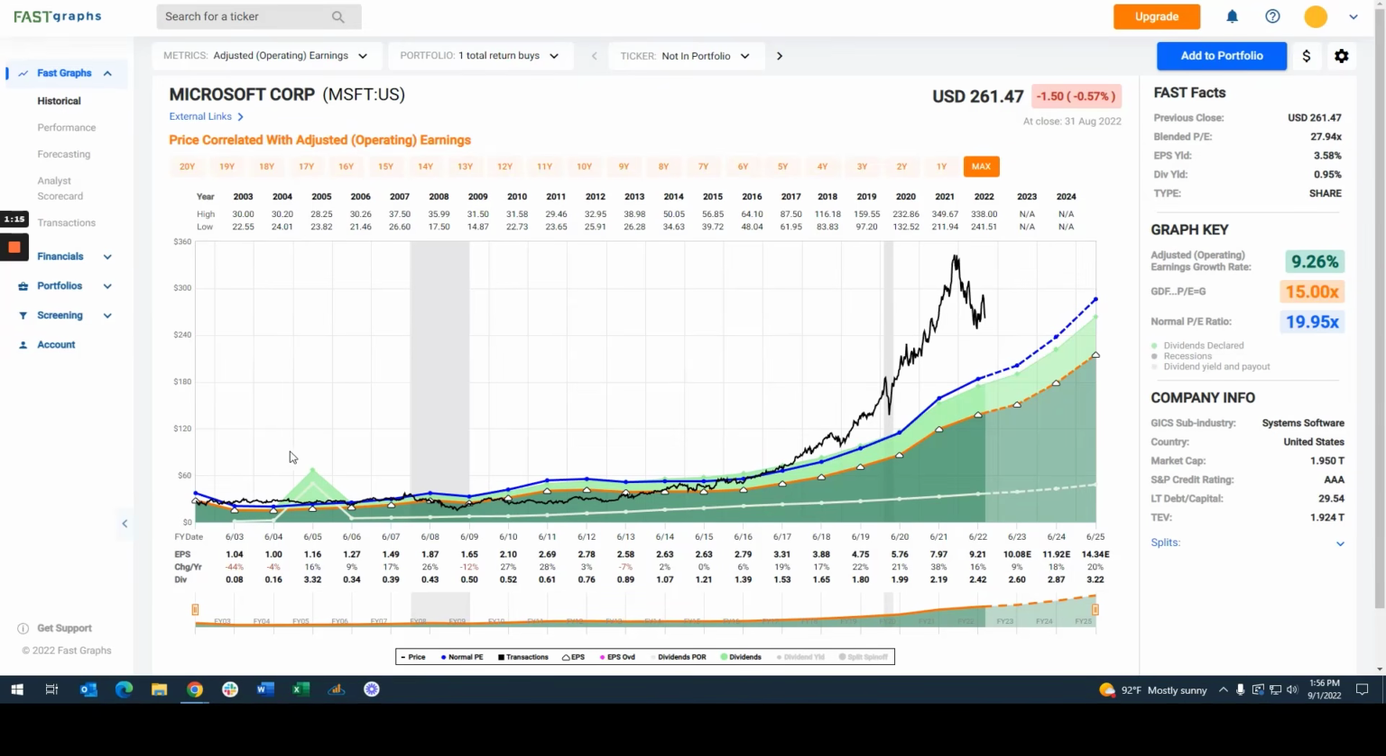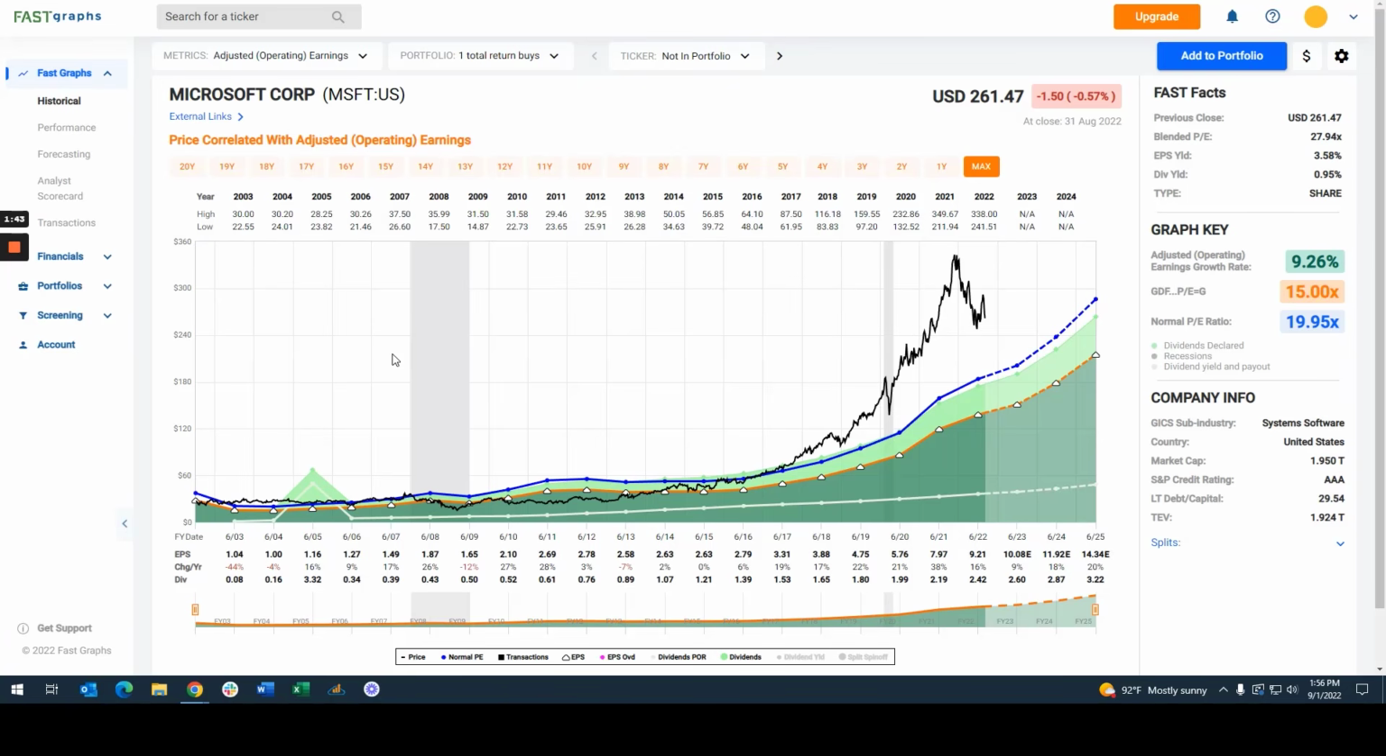I like to use this example because the first thing I want to point out is that the normal PE is really a trimmed average where we take a period of time. In this case, we're looking at a two-decade period of time, and we throw out the high PE and the low PE, and it just becomes a trimmed average. Another way to look at the blue line is that it is the PE that best represents how the market has valued the stock over any given time frame.